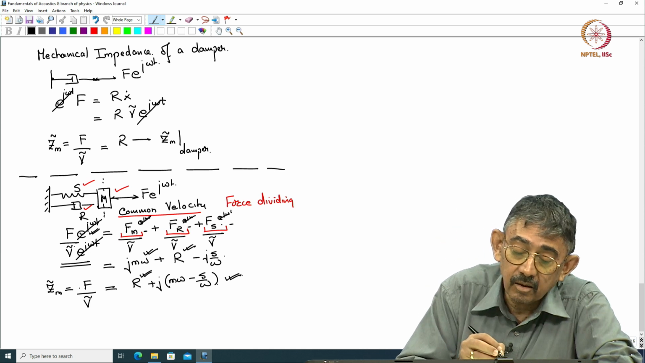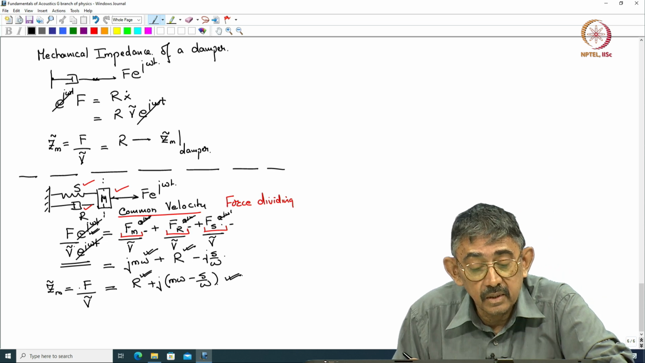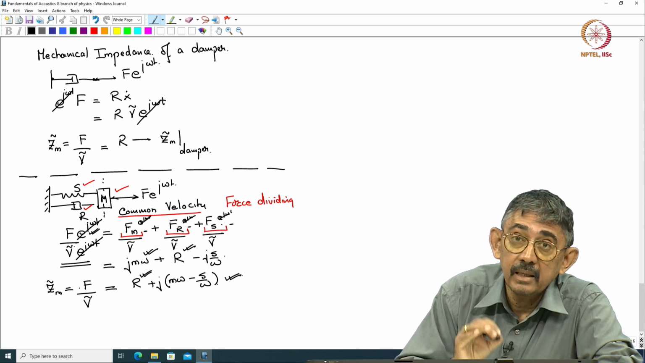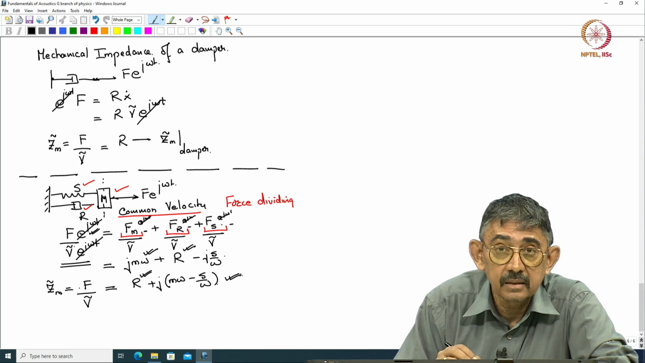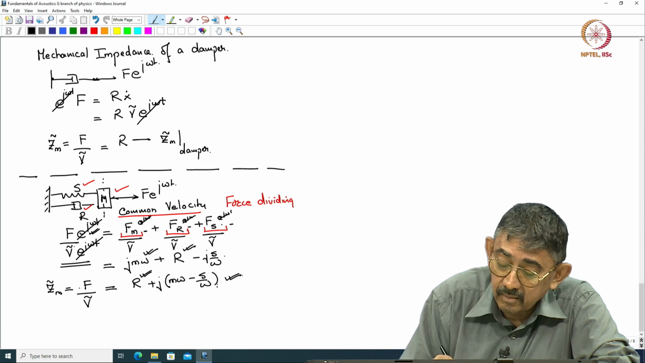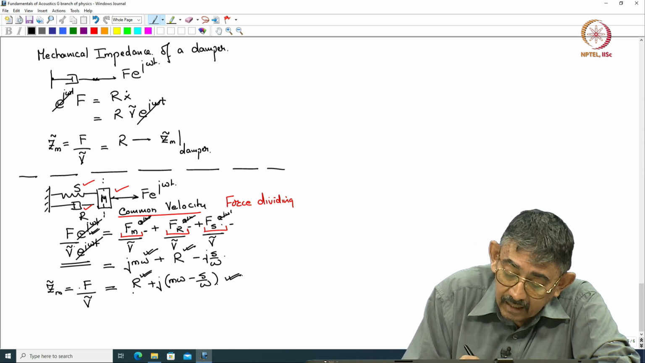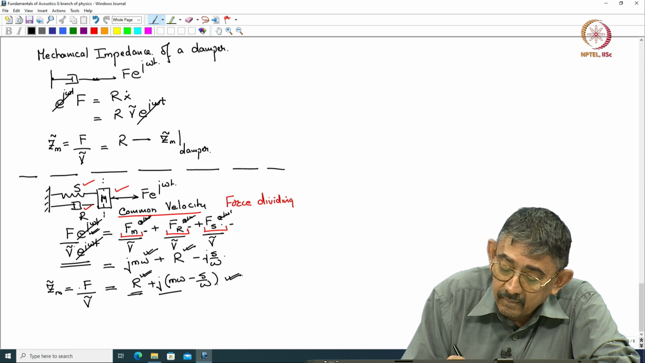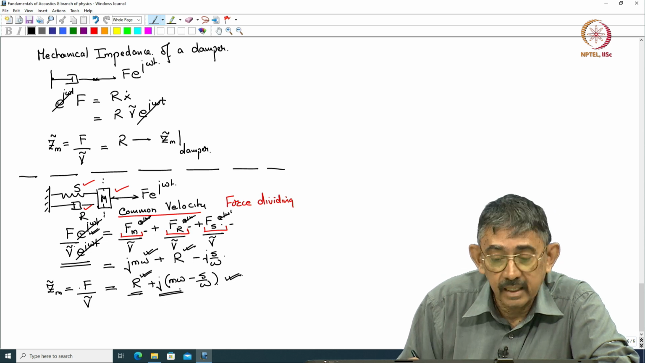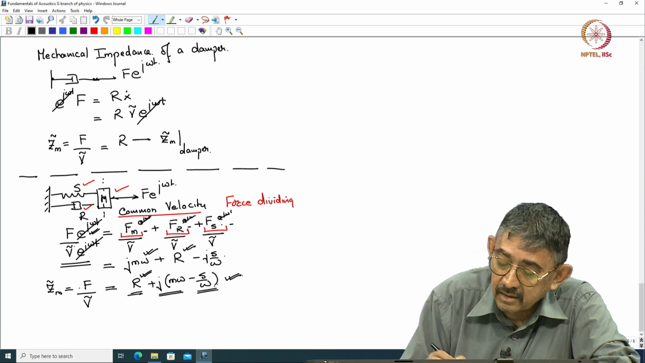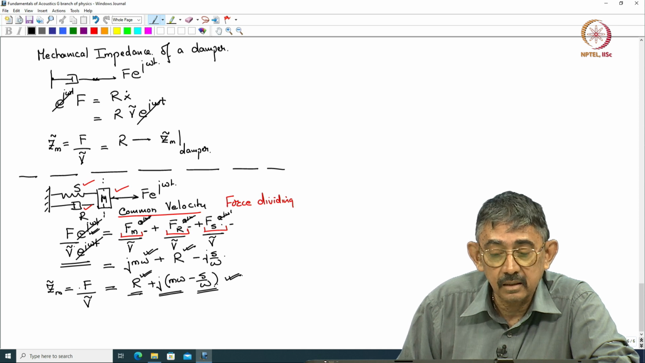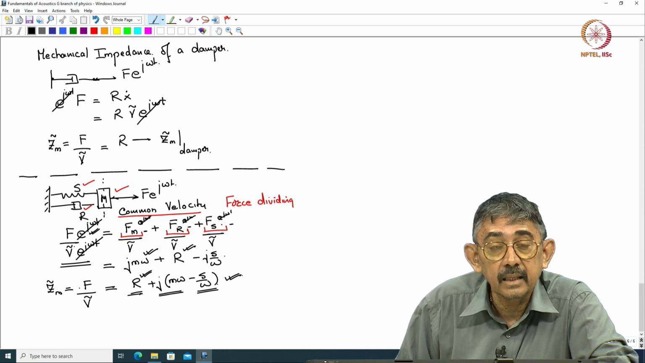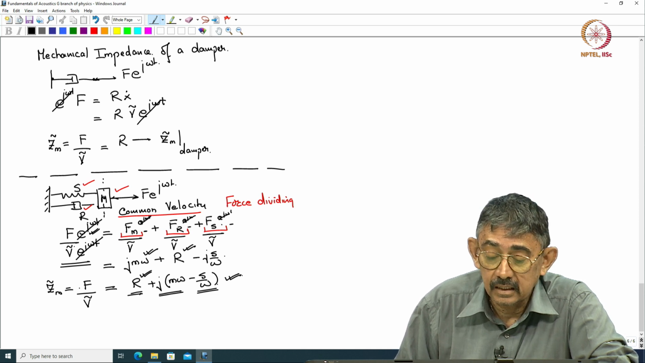So if you combine them in a manner where there is a common force, then this combination will be different. However, R will preserve its nature, j omega m will preserve its nature, and the spring will preserve its nature, minus j S over omega. So that is what I mean by the impedance being intrinsic.